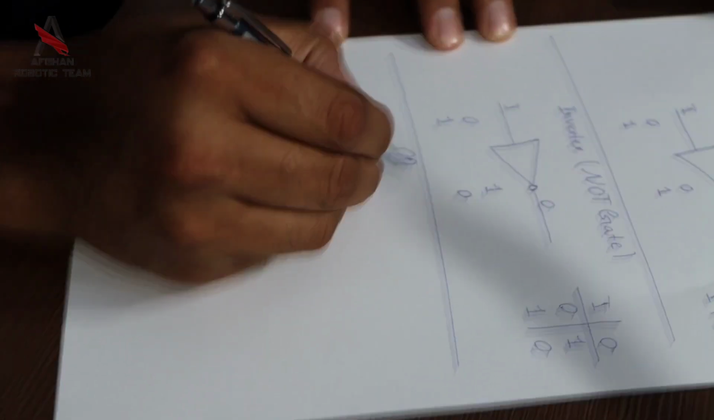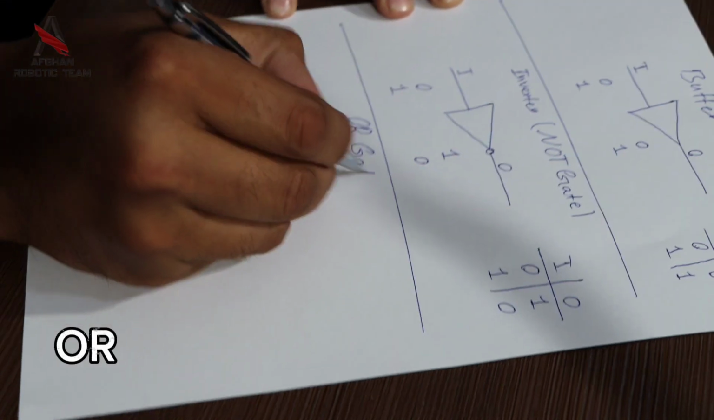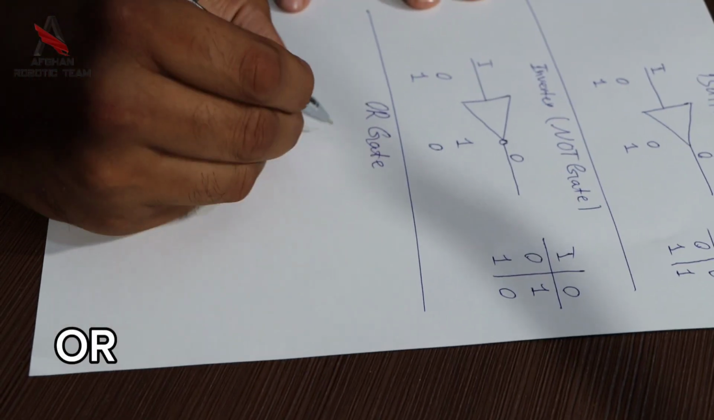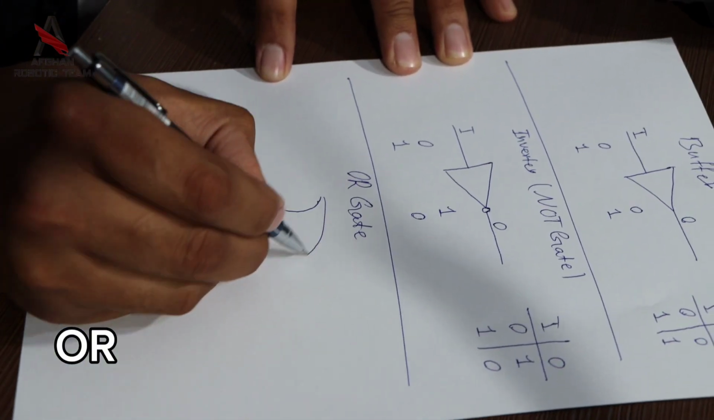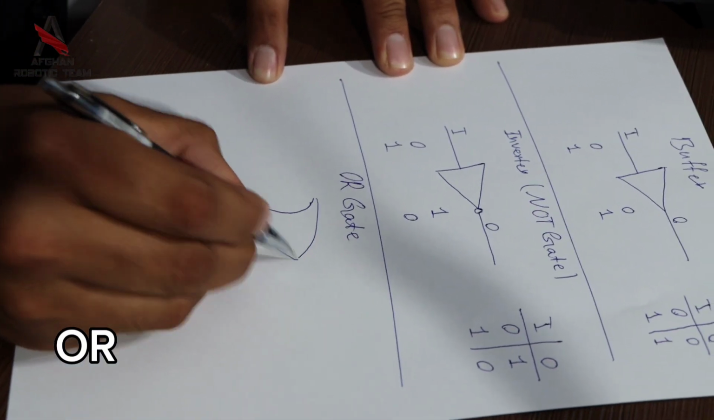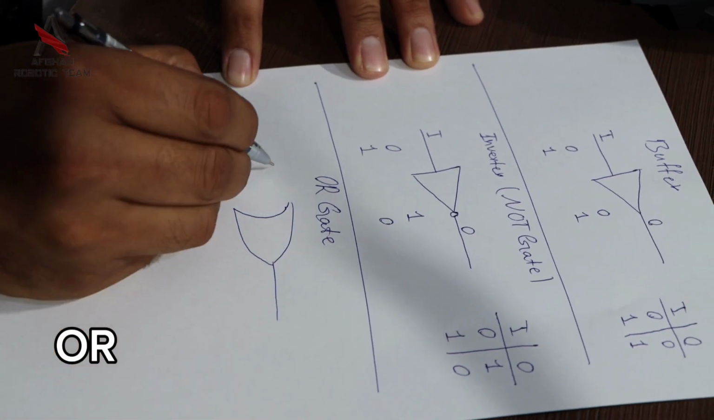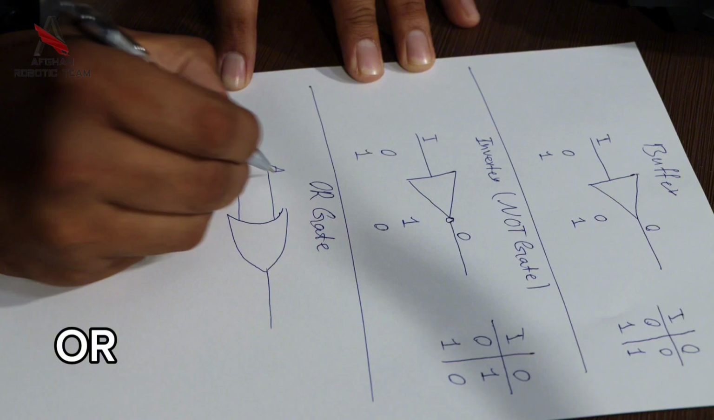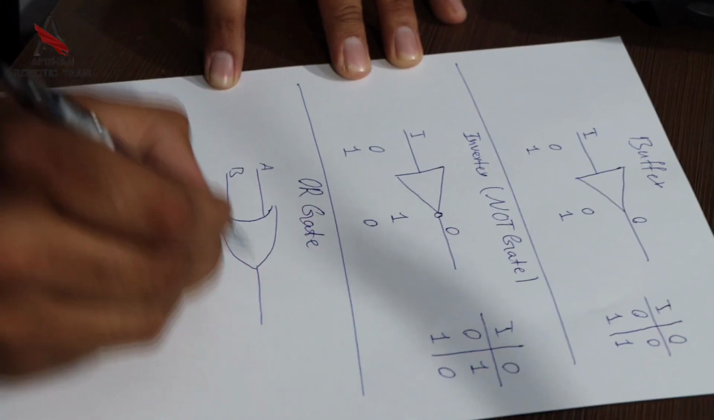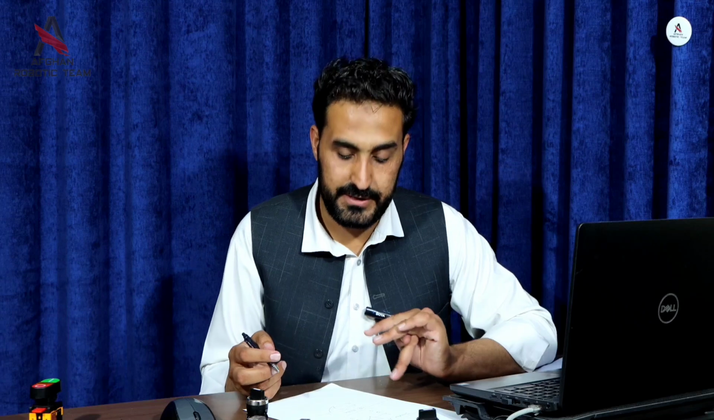The third gate is the OR gate. OR gate is like this. For example, it has 2 inputs, A and B, and 1 output. Here, if 1 input is on, the output will be on. This is the formula for this. For example, if A is on and B is off, it will be on.